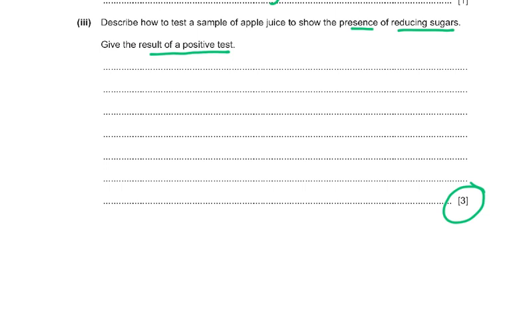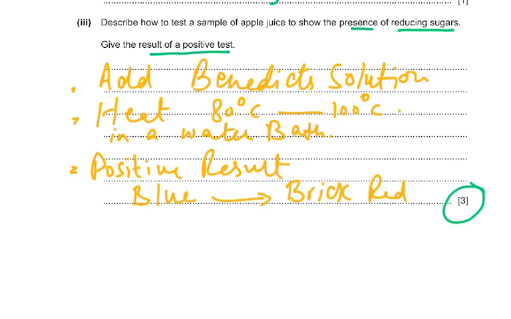If you said green, even that was fine. You see, when you're writing, sometimes just a careless mistake can cost you quite a few marks at the end of the day, if you're making careless mistakes in 2 or 3 questions. So add Benedict solution, 1 mark. Heat in a water bath, any temperature between 80 and 100 degrees was fine.